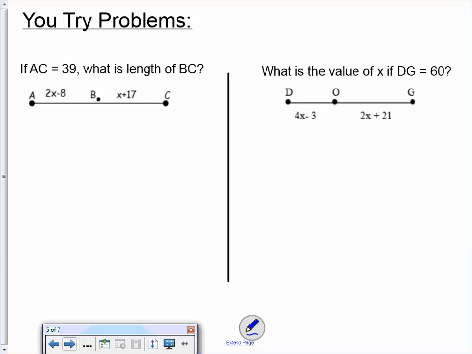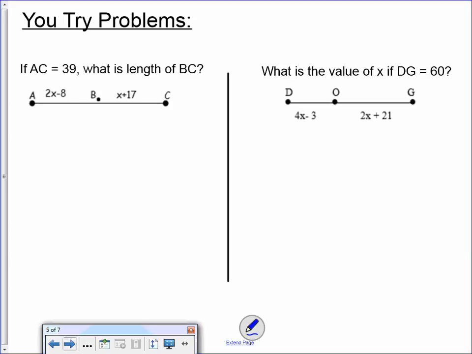At this point, I would like you to pause the video and attempt these two you-try problems. When you are done, you may hit play to resume and we will go over these questions. Now that you have completed these two you-try problems, let's see how you did.